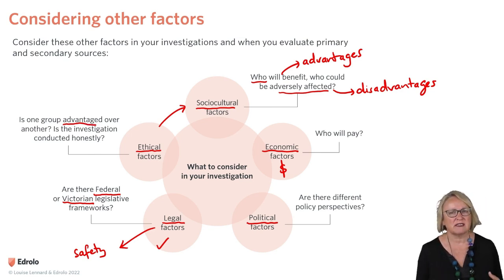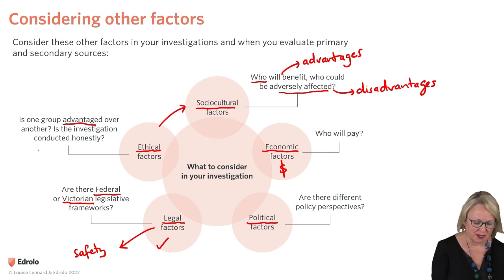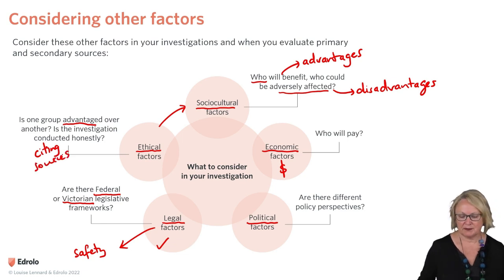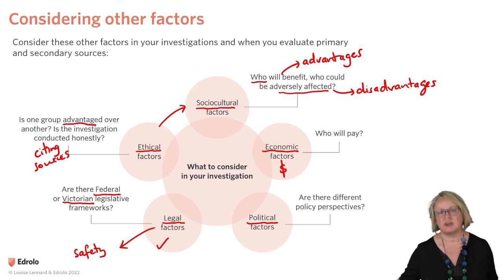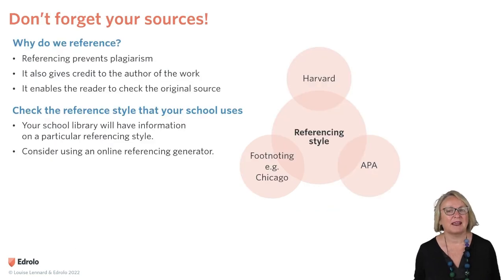If someone wins, someone must lose, and we've got to weigh that up. Also, that the investigation is conducted honestly, and that also means citing your sources so you don't plagiarise. So all of these things are important to consider. Okay, can't stress any more clearly, you need to cite your sources and give them acknowledgement.